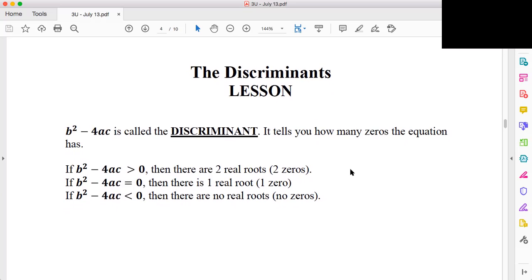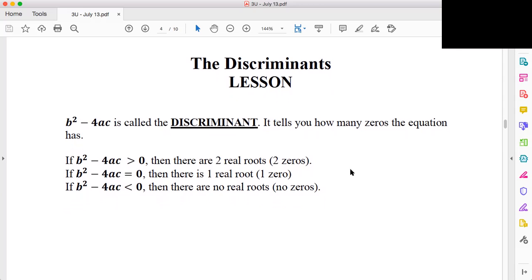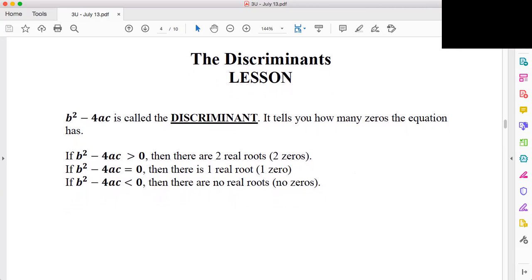So discriminants are a way to tell you how many zeros an equation has. In the last few days, I've told you to try to find the vertex, try to figure out which way the parabola goes, and then go from there to see if there would be any zeros or not. But conveniently, there is.